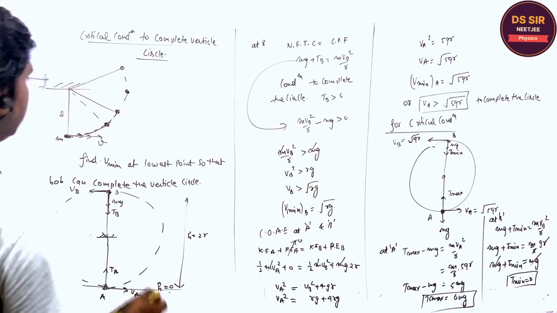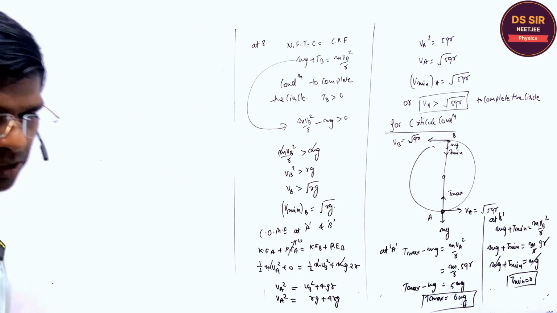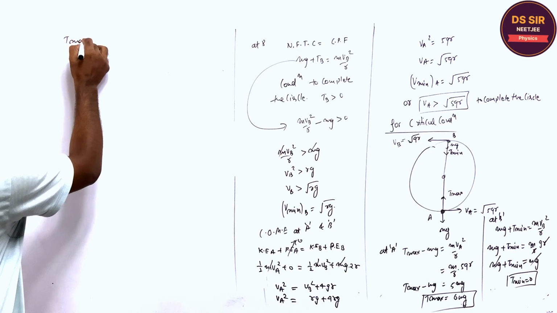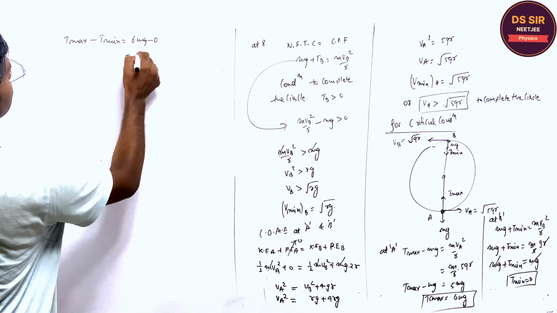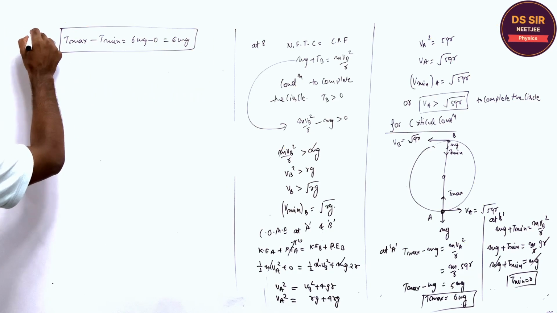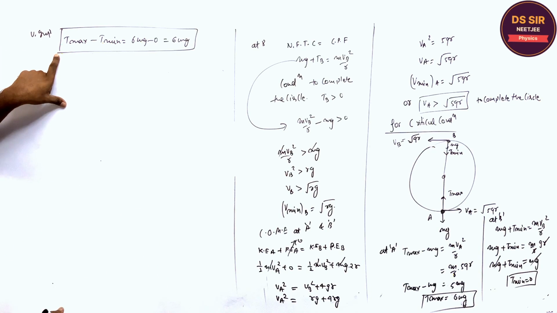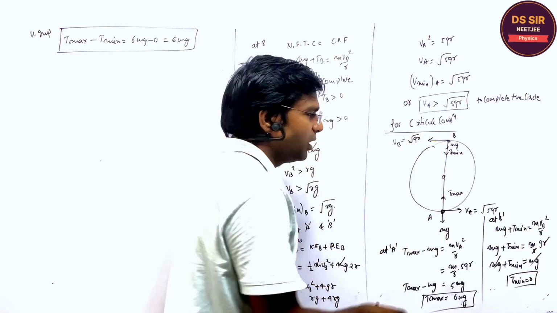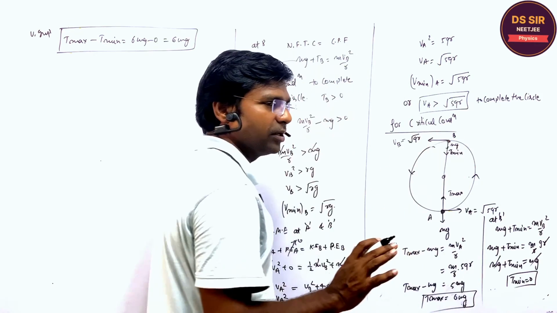One more important thing, listen. When it is performing vertical circular motion, Tmax minus Tmin is equal to what? Say 6 mg minus 0 is equal to 6 mg. Is it clear? This is a very important relation. Listen, we found this relation for the critical condition. Critical condition means we have just given the root 5gr speed and it will just complete the circle.